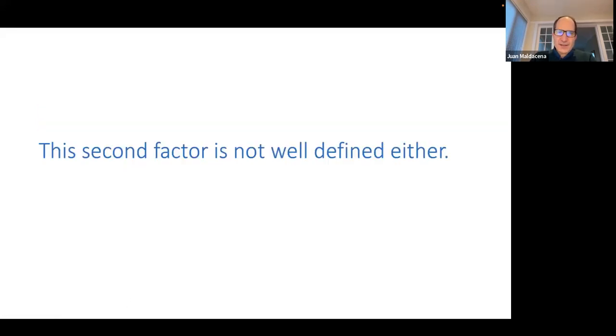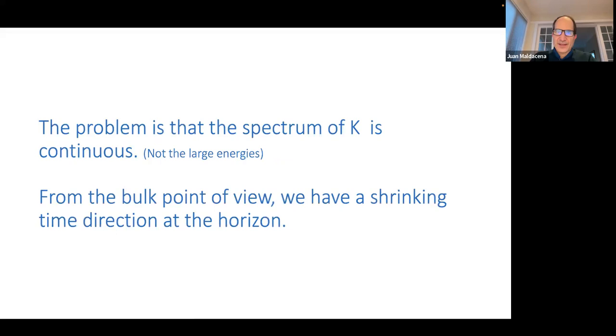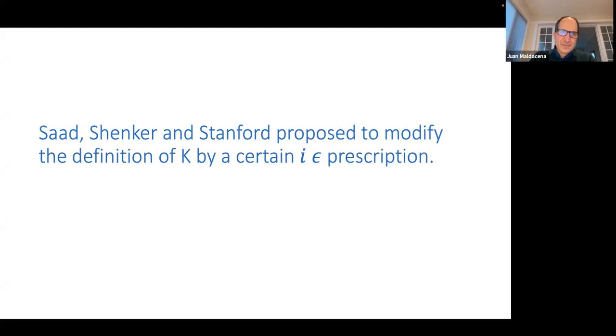Now, this second factor, as we were discussing, is not well defined either. The main problem is that the spectrum of K is continuous. It's not so much the large values of the energies, but just the fact that the spectrum is continuous. And from the bulk point of view, we have that shrinking time direction at the horizon. Those are the reasons why it's not well defined.